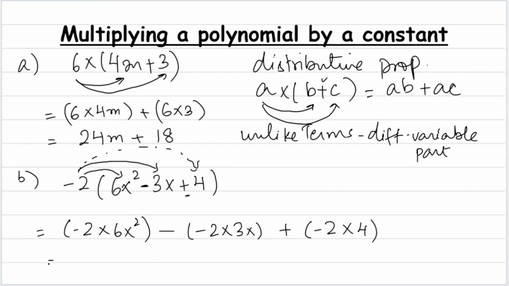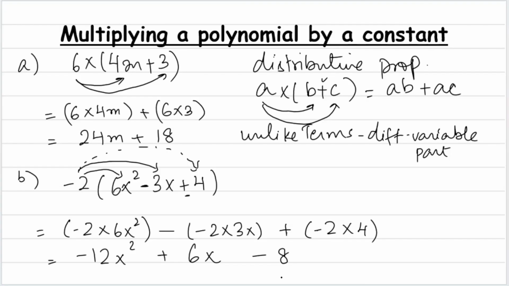Negative 2 times 6 is negative 12. So negative 12x square. What is minus and minus? I told you minus and minus are always positive. So 2 times 3, 6x. And then plus and minus is minus. 2 times 4 is 8. So that is our answer.